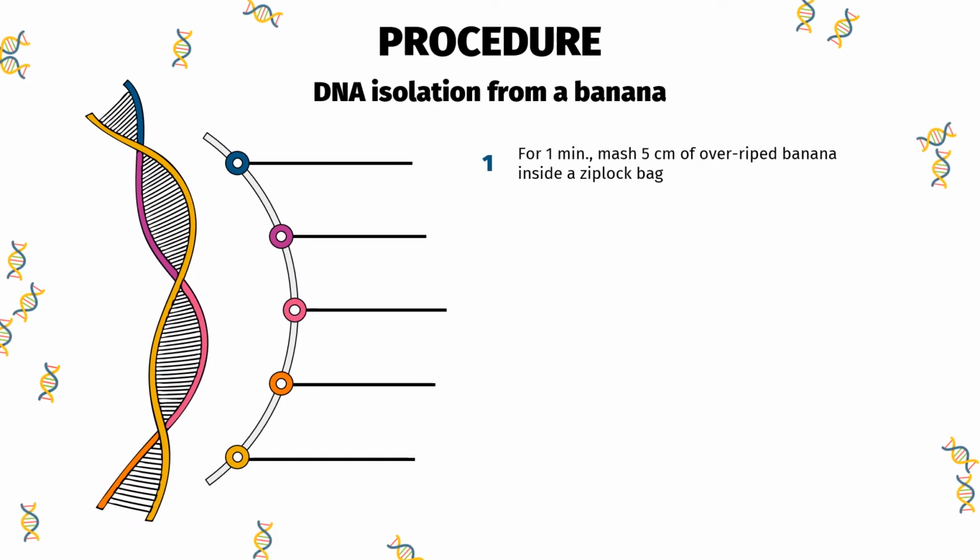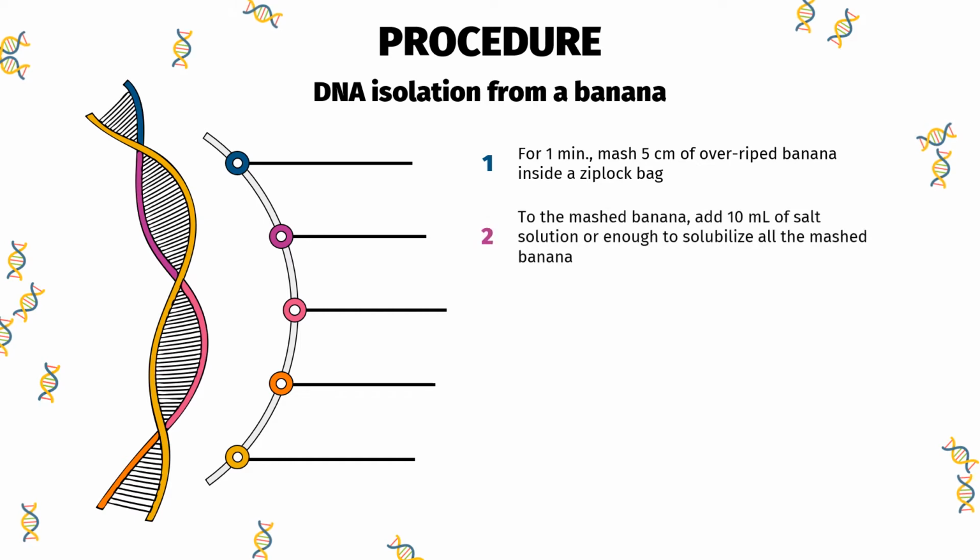The first step is to mash around 5 cm of overripe banana inside a Ziploc bag for 1 minute. And then, to the mashed banana, add 10 ml of salt solution or just enough to solubilize all the mashed banana. Next, add 3 drops of the concentrated dishwashing liquid and stir it for 1 minute.